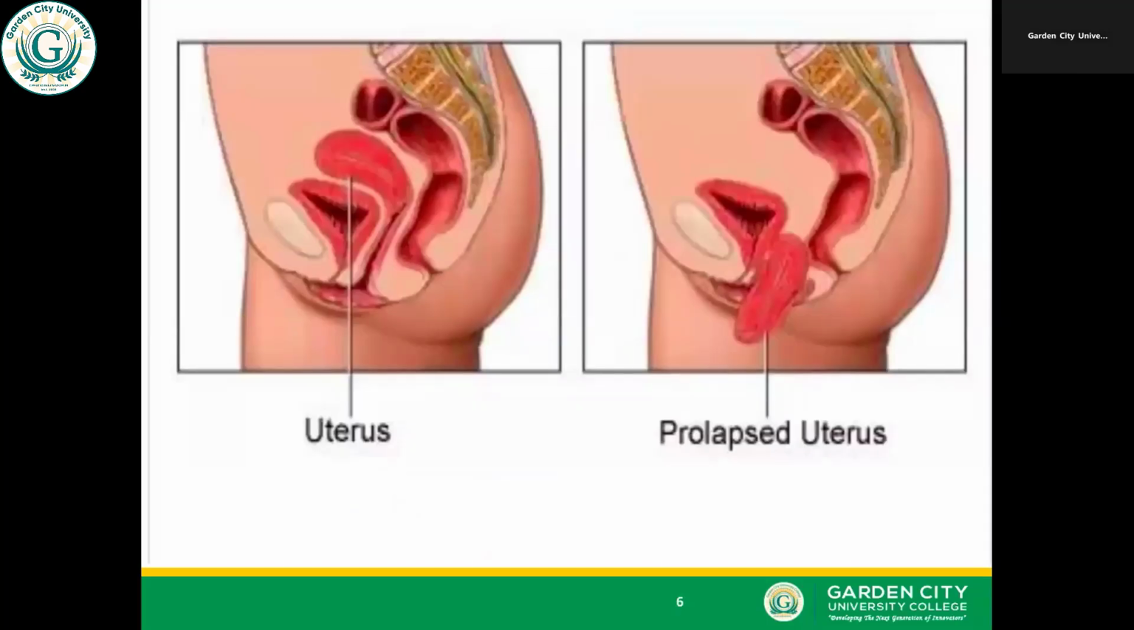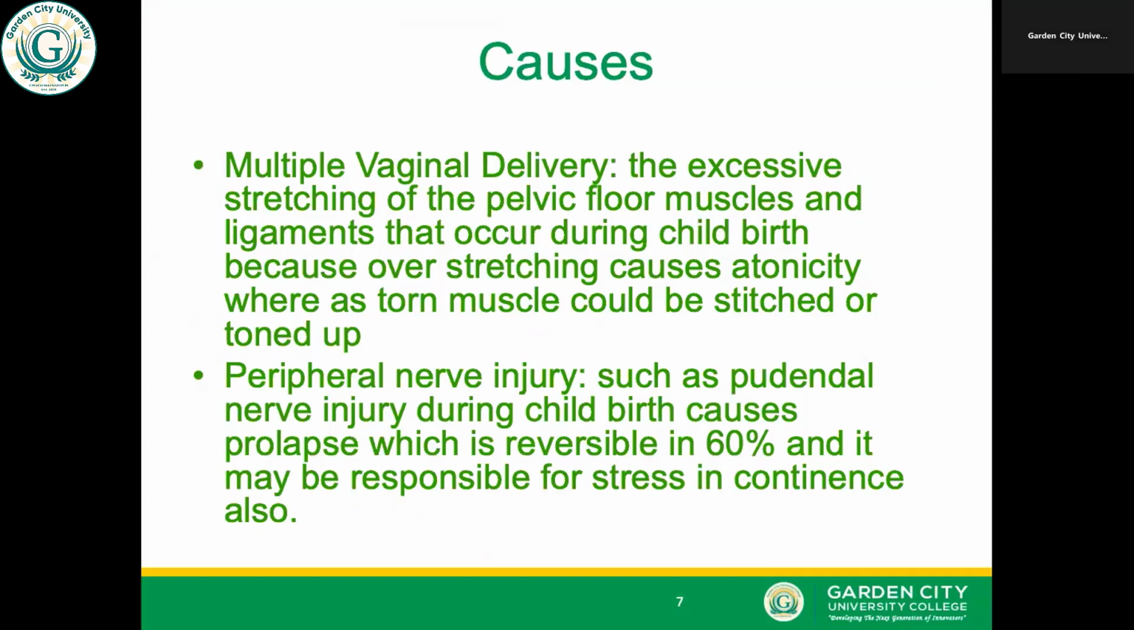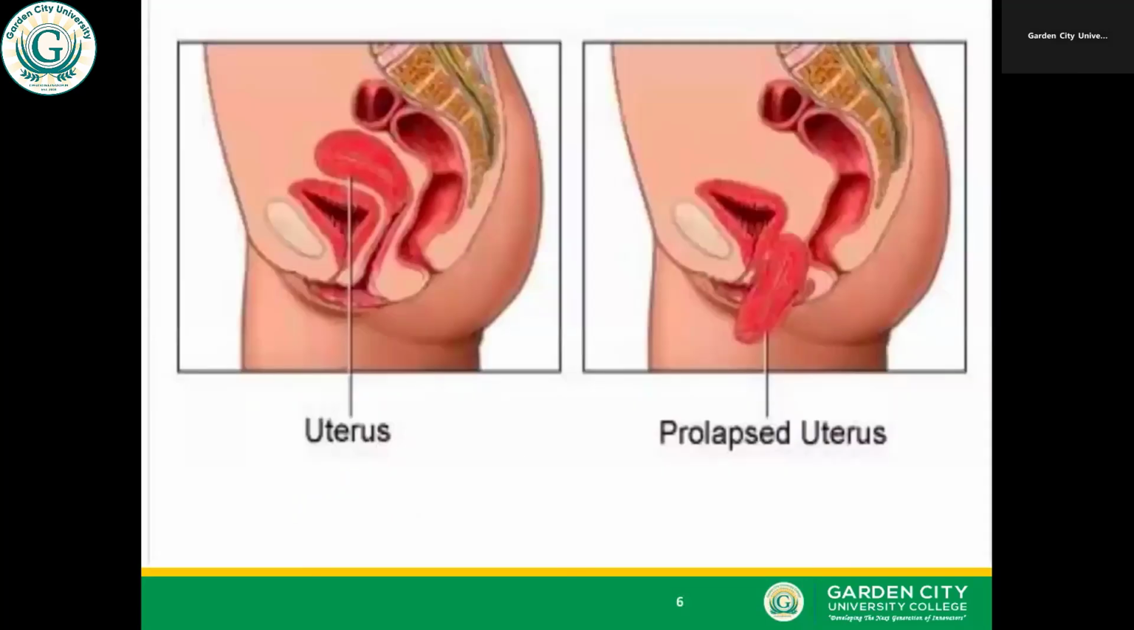Next slide. Okay, so please, this is a picture of uterine prolapse. The left side is the normal situation of the uterus, and the right side is the prolapse of the uterus. The uterus is trying to come down. That is the uterine prolapse.